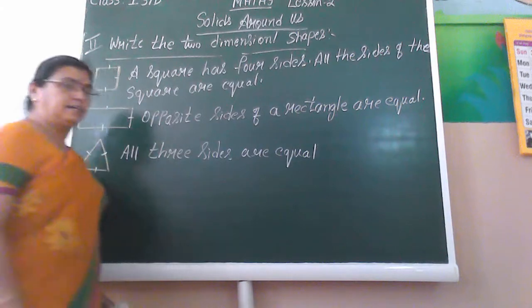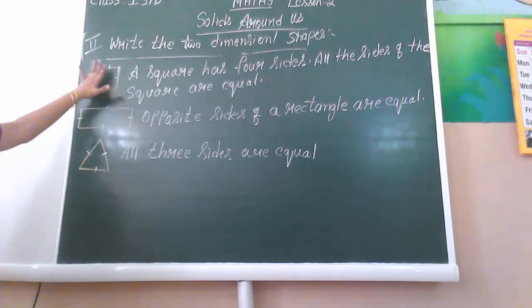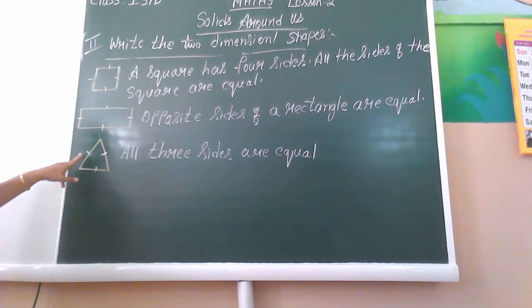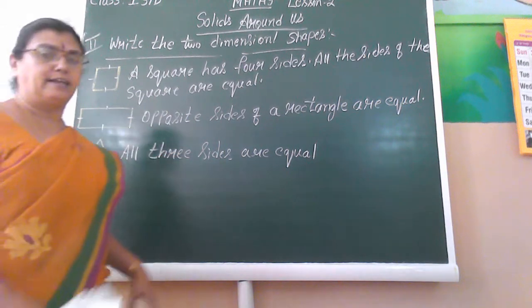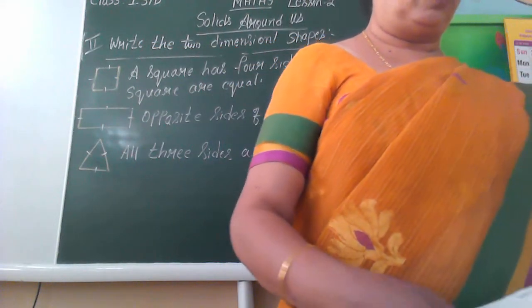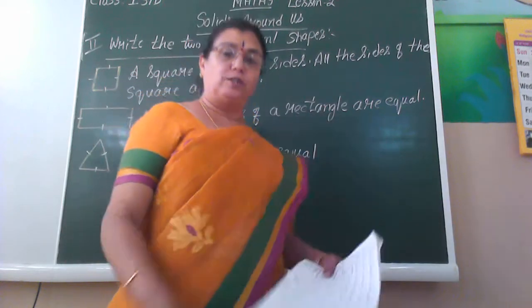Okay, children, see, this is a square, 4 sides are equal. In a rectangle, opposite sides are equal. These are the opposite sides. In a triangle, all three sides are equal. Ma'am will send the photocopy of this also, children. Next, we'll go to circle.